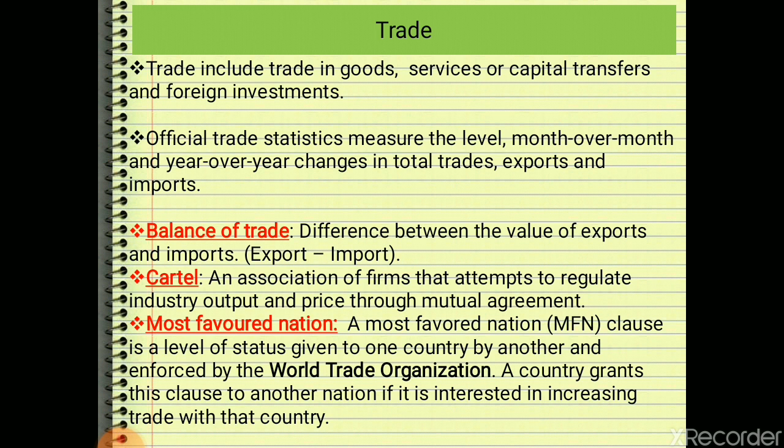So cartel is an association of firms that attempts to regulate industry output. They are a trade association, and they will try to regulate the industry output. What will be the industry output? What will be the prices? Through mutual agreement. So they are a trade association determining industry output and price through mutual agreement, like OPEC. Right now we are reading in newspapers also that prices of oil are decided by OPEC, the oil producing and exporting countries. They are also known as a cartel, and many trade associations are there around us. So they are termed as cartel.